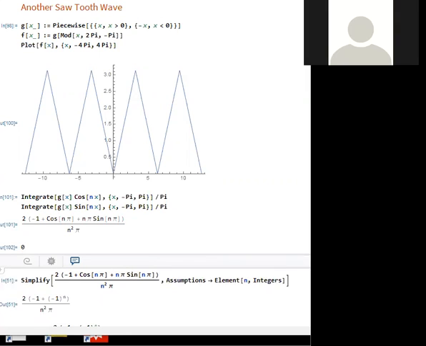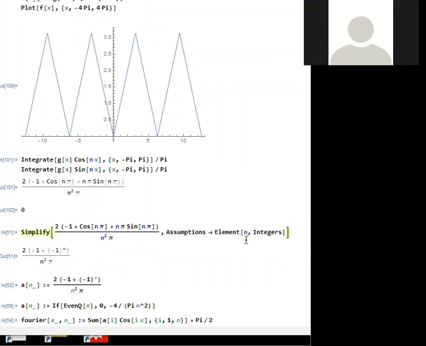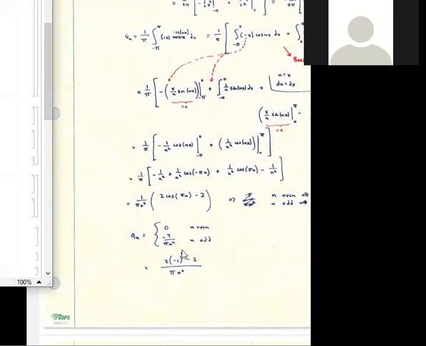This is an even function, symmetric around the y-axis. So that means all the B sub n's are going to be 0. And I meant to confirm that, but we didn't. All right, but now Mathematica has confirmed for us that all of these B sub n's are 0. And then I'm going to take this mess, plug it in here, and say, what does this simplify when I have integers? And it simplifies down to this. And if you stare at this, that's the same thing as what I have written over here.